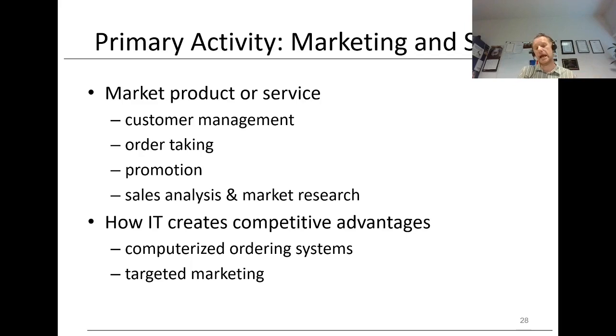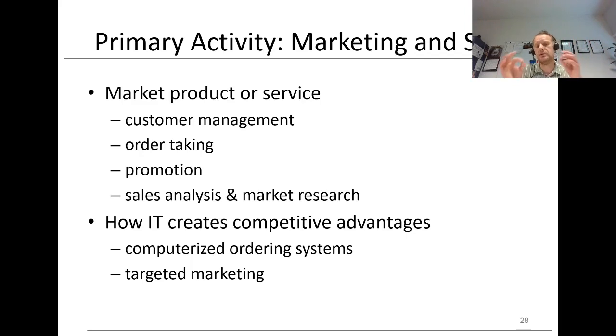Here we can again use IT to create a competitive advantage using computerized ordering systems. Think about an ordering system which allows you to fully digitally configure your order. Think about what takeaway.com does. So you can fully digitally configure your order. This is customer management. Takeaway allows you to fully configure your meal, your drinks, your starters if you need some, your hamburgers, allows you to perfectly fine-tune your hamburgers, etc.